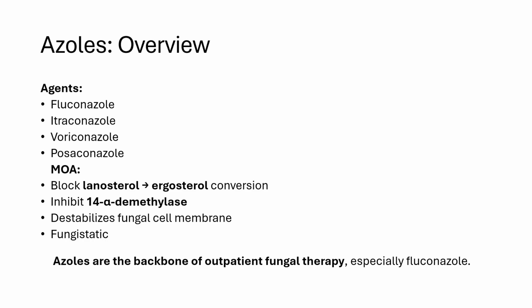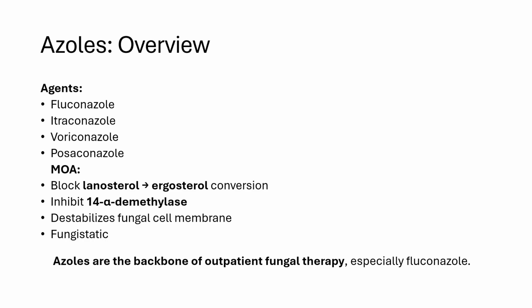Some of them are fluconazole, itraconazole, voriconazole, posaconazole. So they all have, fluconazole is really the star of the show, but the others are important for broader and more resistant infections. Mechanism-wise, azoles work by blocking the conversion of lanosterol to ergosterol, which is essential for the fungal cell membrane. Specifically, they inhibit enzyme 14-alpha demethylase, and without ergosterol, the membrane becomes unstable.